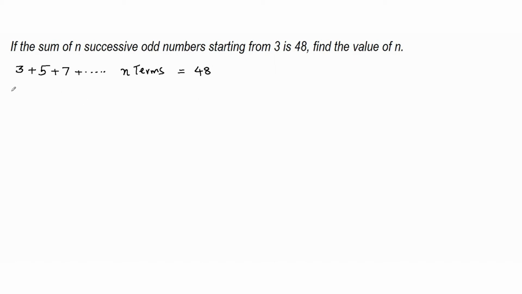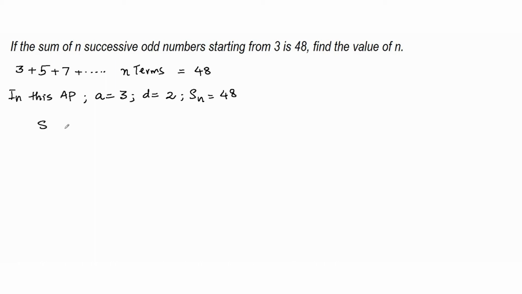Again, this is an AP, so I can say that in this AP, a is equal to 3. A is the first term. The common difference is 2, that's the difference between two successive terms. And Sn is equal to 48, the sum of all terms is 48.